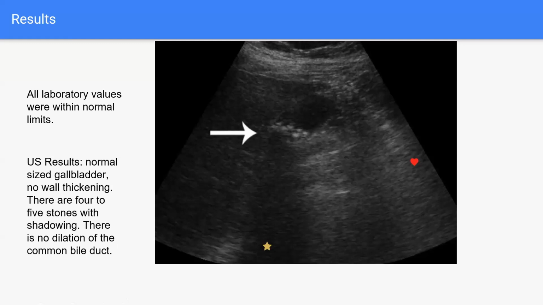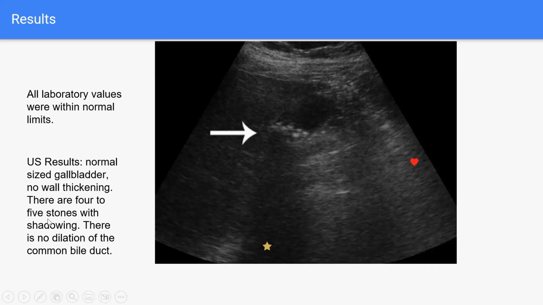And it says there's no dilation of the common bile duct. Does anybody know what that means or why that might be important? I guess that could mean maybe they're not so big, like they're not causing too much damage. Yeah, not causing damage. Exactly. So there's no stone that has lodged itself specifically in the common bile duct. We will talk about what that looks like in the biliary system in a couple slides. But we don't have as much concern that it's lodged itself there.